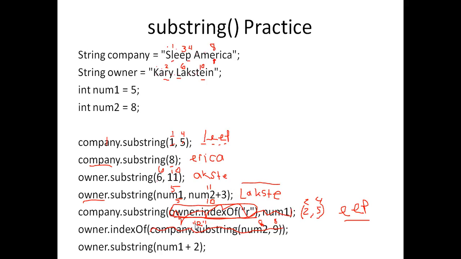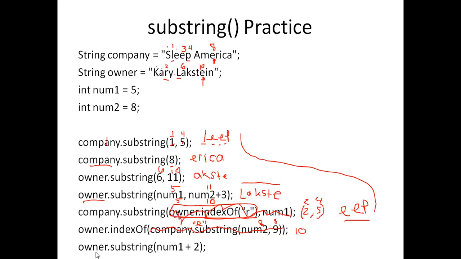Alright, so this thing boils down to owner.indexOf E. So it's looking for the position of the first E in owner. And so we go to owner, and the first E is at the 10 position. So index of, remember, returns a number. So it's 10. All these other ones were substrings because we used the substring method.